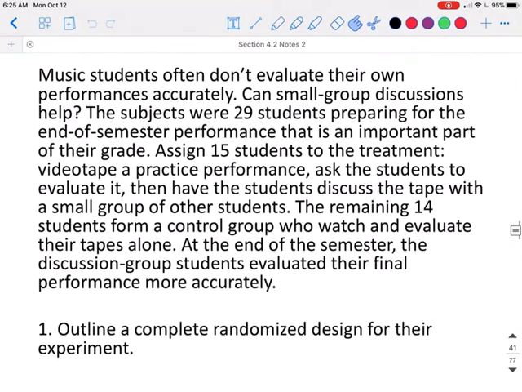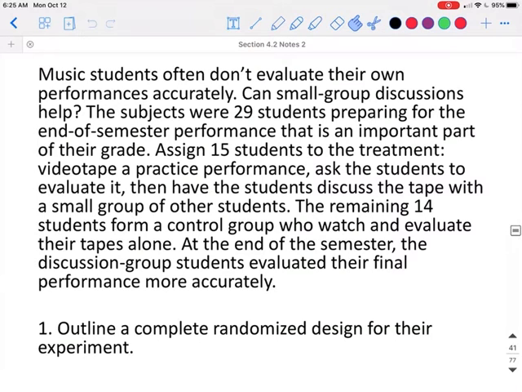Music students often don't evaluate their own performances accurately. Can small group discussions help? The subjects were 29 students preparing for their end of semester performance. That is an important part of their grade. Assign 15 students to the treatment, which is they videotape a performance, evaluate it, and then discuss the tape with a small group of other students. The remaining 14 students form a control group who watch and evaluate their tapes alone. At the end of the semester, the discussion group students evaluate their final performance more accurately. Outline a completely randomized design for this experiment.